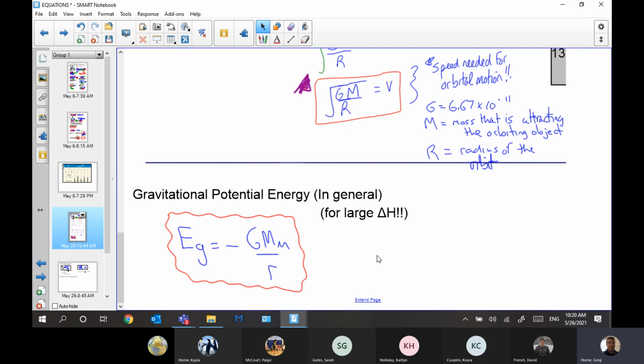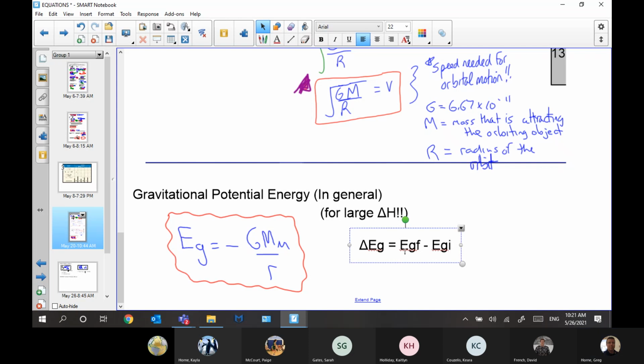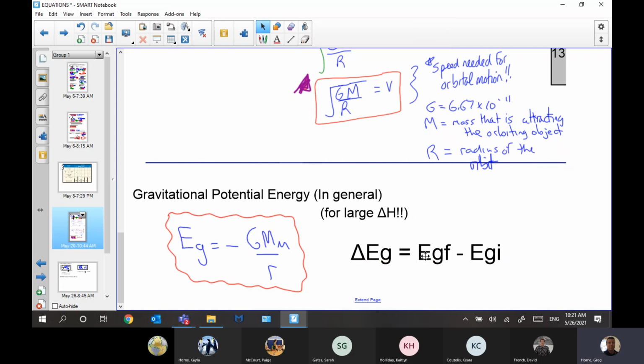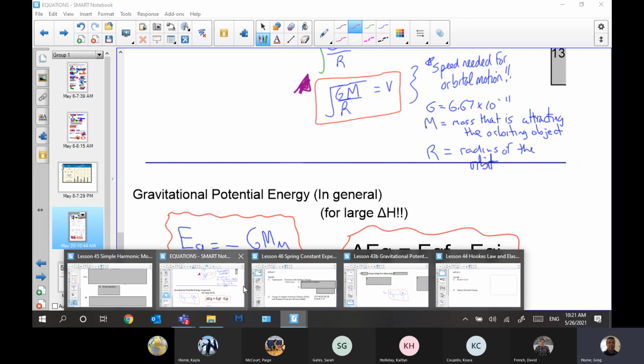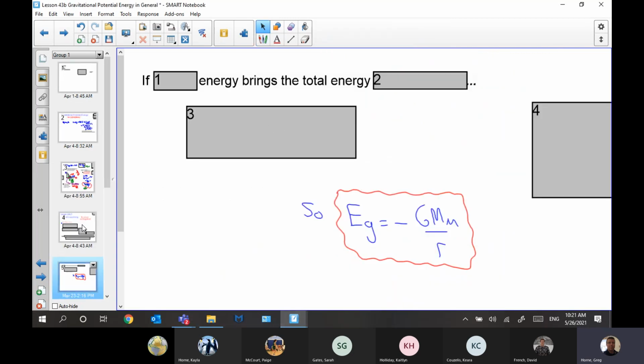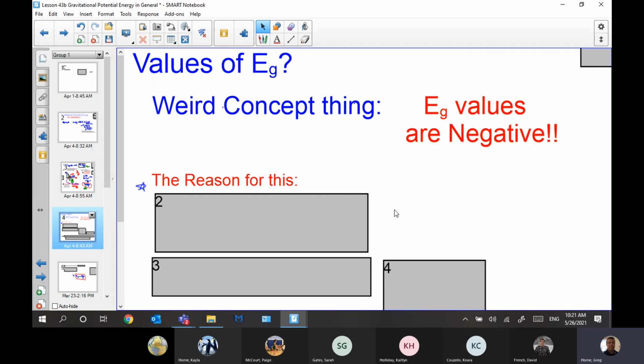And then we're also going to look at the idea that delta Eg will, of course, just equal Eg final minus Eg initial. I don't even think I need to do the subscripts there. I think it's pretty obvious. So that's what we're going to have added to the equation sheet. And I'll just go back to the actual lesson. So the negative idea, I'm just going to get back to that, of course.